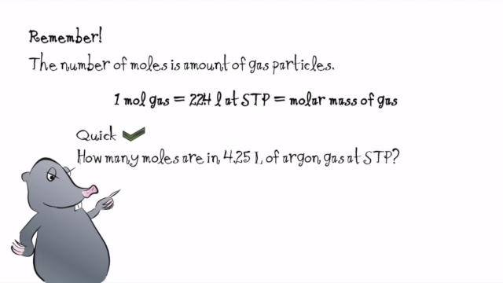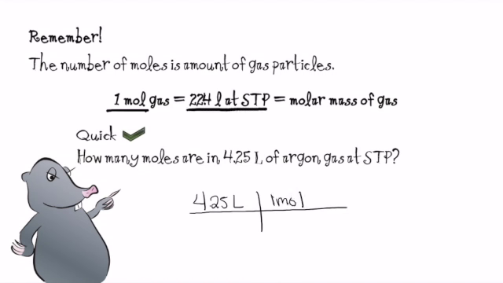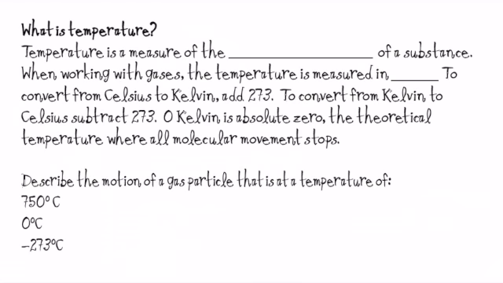Remember, the number of moles is the amount of gas particles. So 1 mole of gas at STP, standard temperature and pressure, is 22.4 liters. It is also the molar mass of the gas. So how many moles are in 4.25 liters of argon gas at STP? So we start with what we're given, 4.25 liters. We're looking for moles. So our 1 mole of gas goes at the top. The 22.4 liters at STP goes at the bottom. So we would have 0.1897 moles of gas.